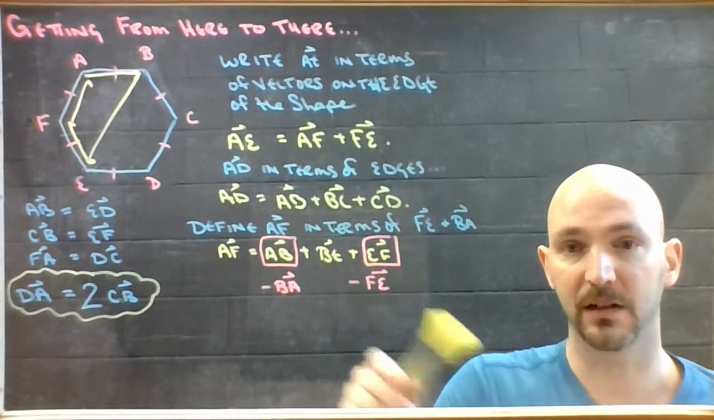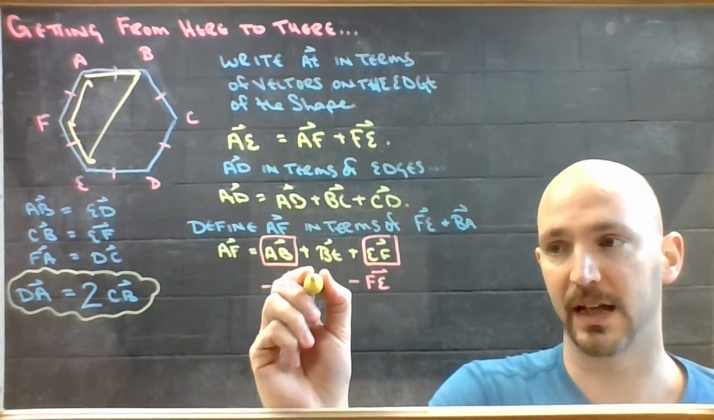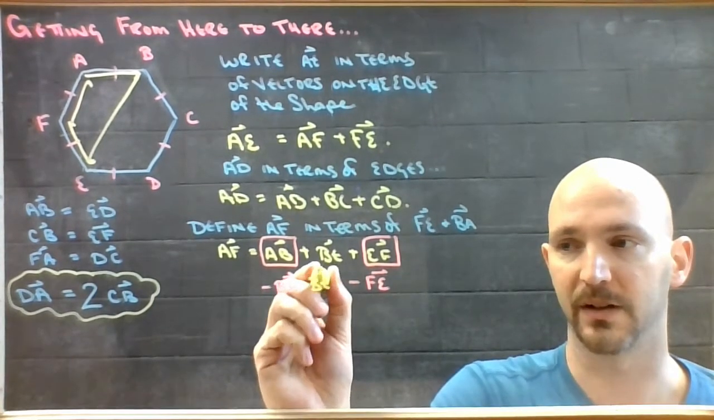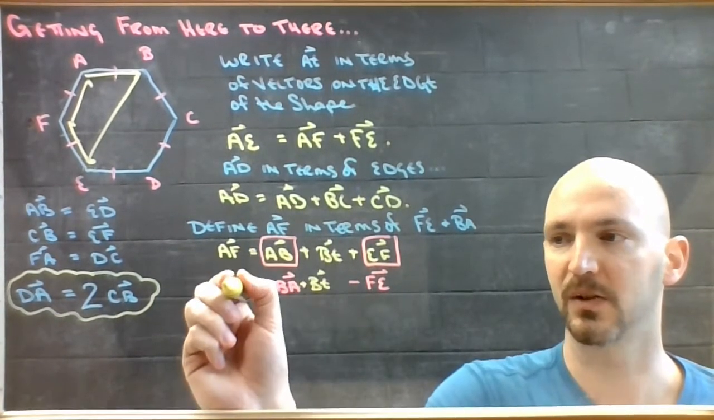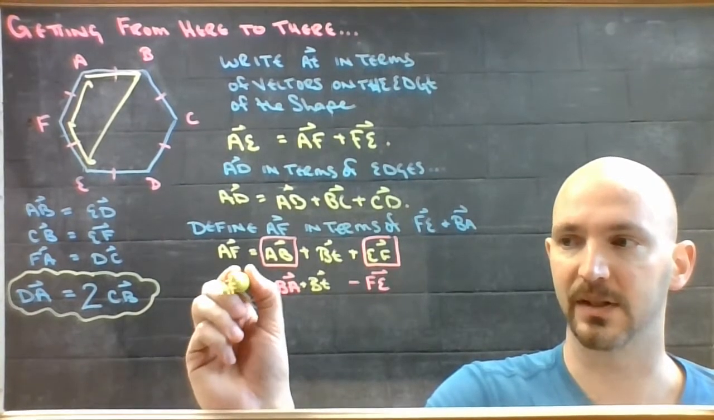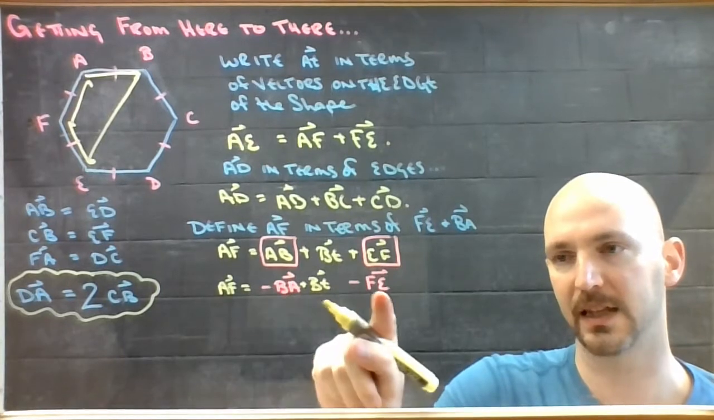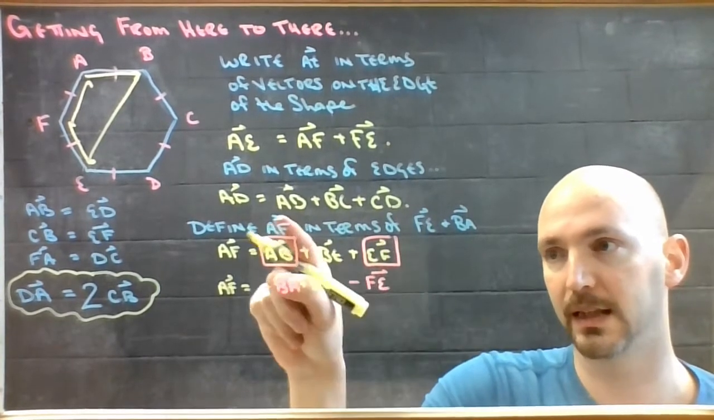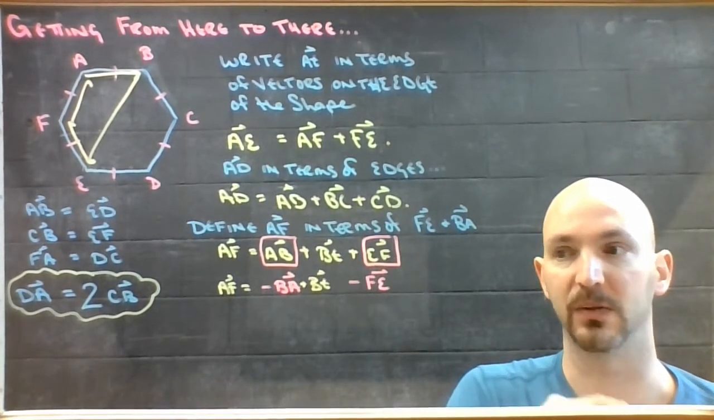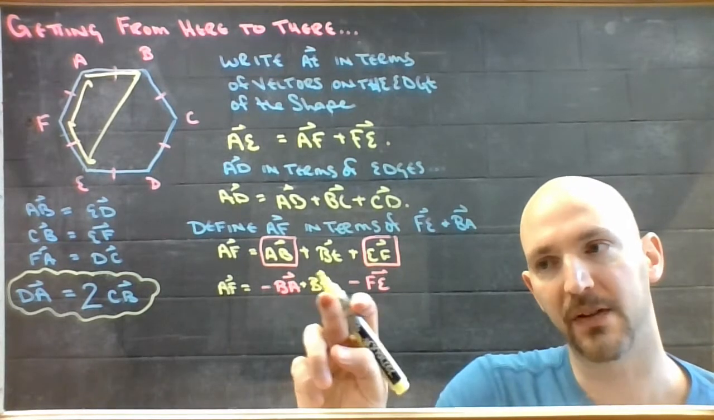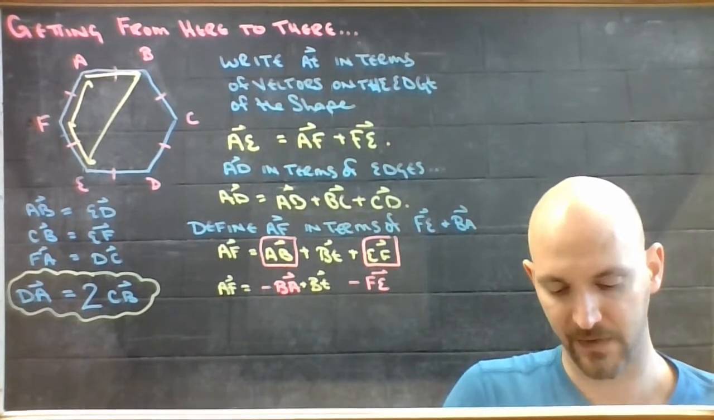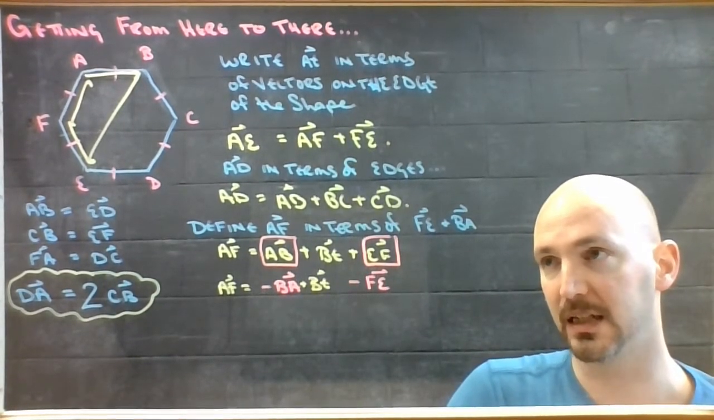This thing here, I don't have anything left, so I'm going to just write her in. And this over here, I was allowed to keep, so I'm just going to keep that. Now you notice that this, and this were all in the list of things I was asked to use. The only thing I've got to get rid of now is this vector from B to E.